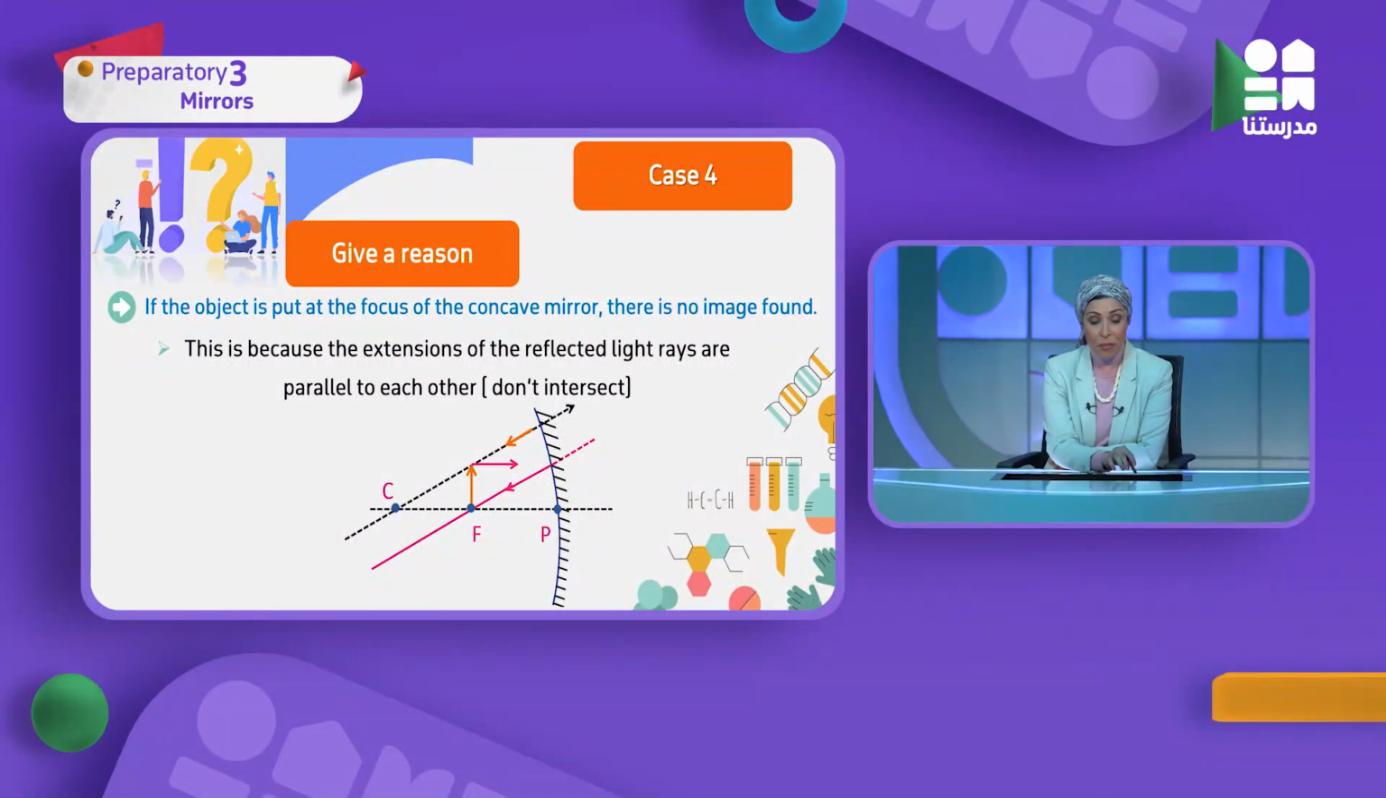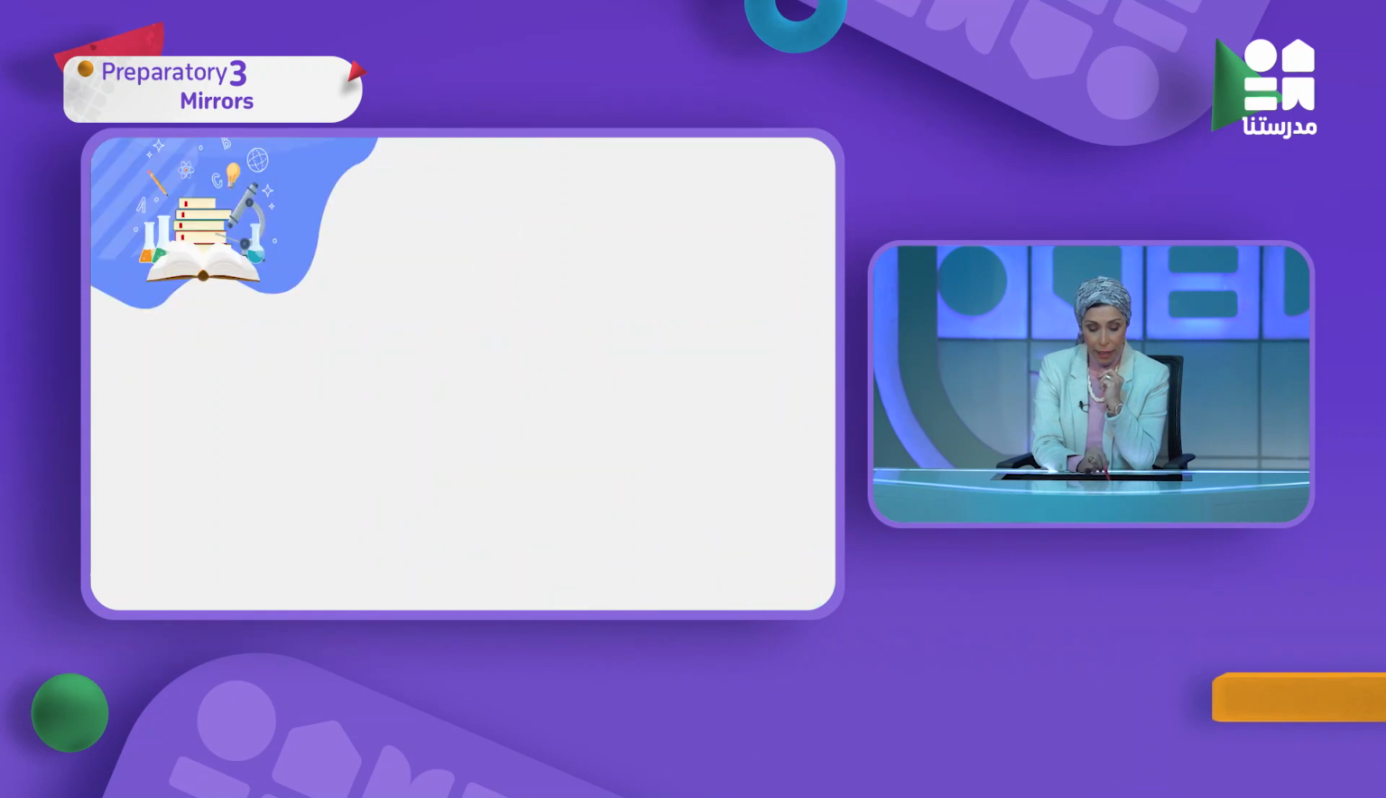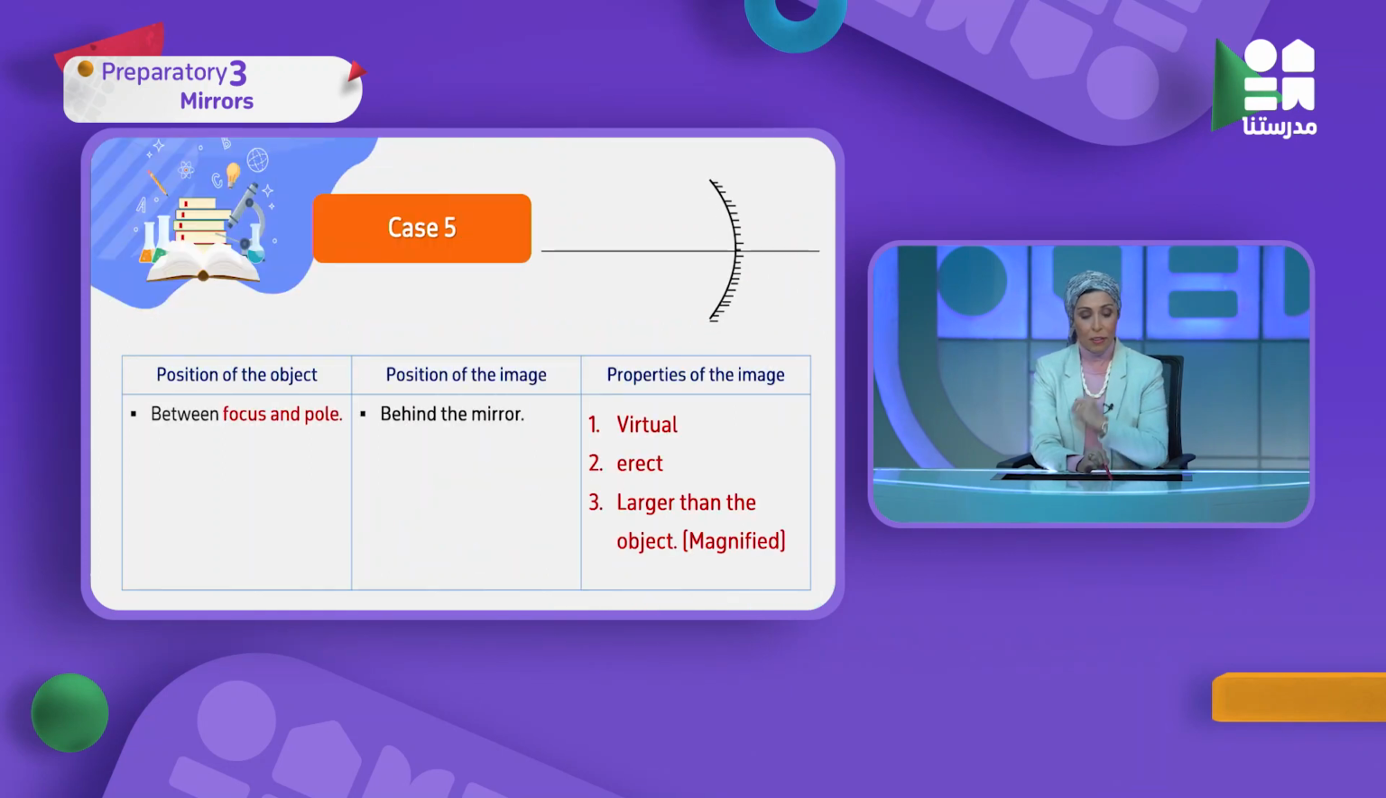Let's go to the answer and understand it together. Why? Because the extension of the reflected light rays are parallel. What does extension mean? If you extend them with dotted lines, the extensions will never meet. And since the two reflected rays never intersect together or never meet together, no image is formed. And this is a very important give-reason question. Okay, the last case: if the body were between the focus and the pole, very, very close to the pole.